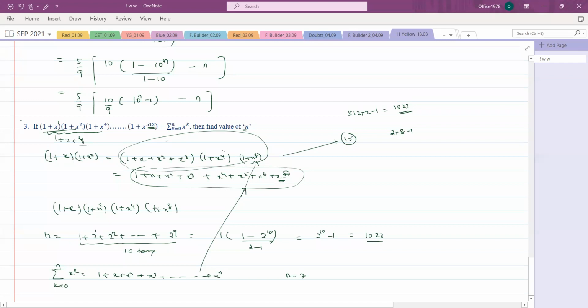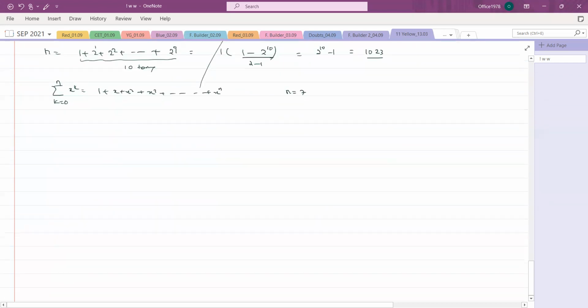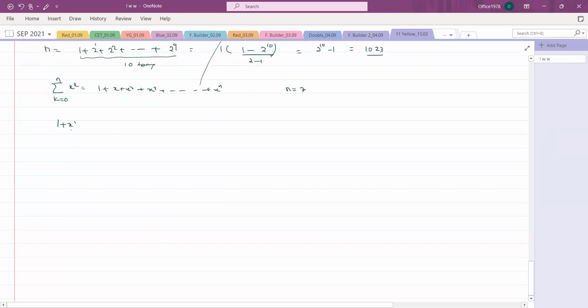Okay sir. Okay, what we are getting actually is that whenever these are in GP, 1 plus x into 1 plus x square, your highest degree is 2 into 2 minus 1, because we got 3. Yes sir. Into 1 plus x square into 1 plus x raised to 4. Here you are getting degree 7. Then the highest degree will be 2 into 4 minus 1.